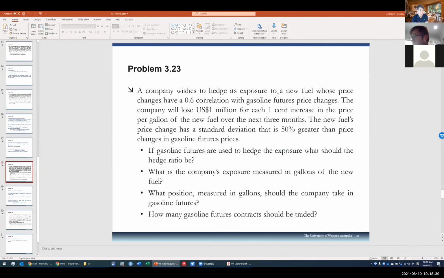Because they will lose $1 million for each 1 cent increase in the price per gallon, that tells you that the higher the price, the more they lose. That just means that currently they haven't got the fuel yet. They will need to buy in the future. So in order to hedge that, you can think of it as them taking a short position in the underlying asset at the moment. Or you could simply think that because they haven't bought it yet, in order to hedge, do you take long or short? You would definitely take long, because long allows you to buy an asset at a fixed price, right?